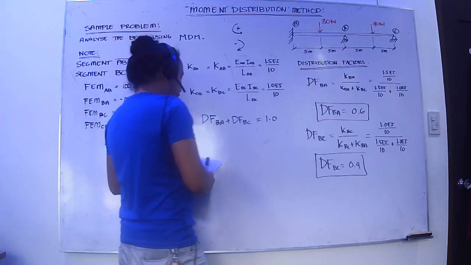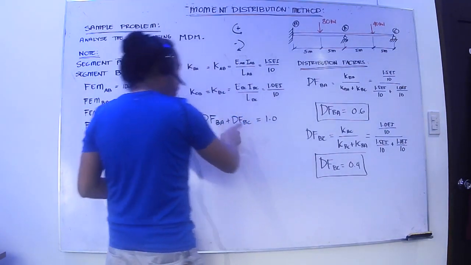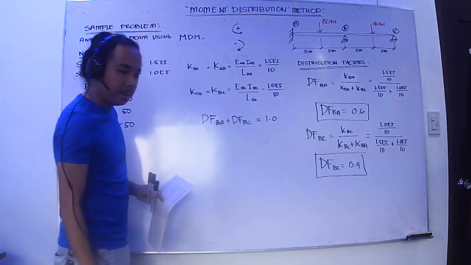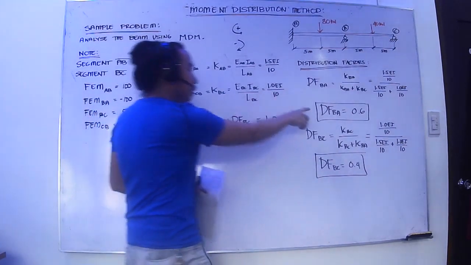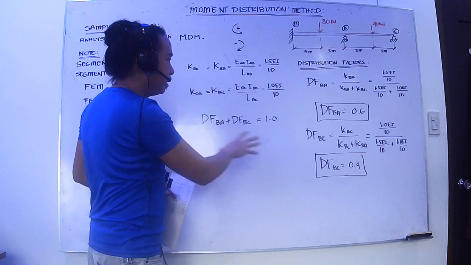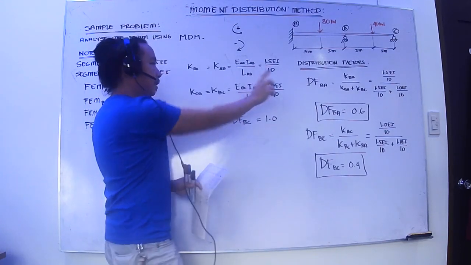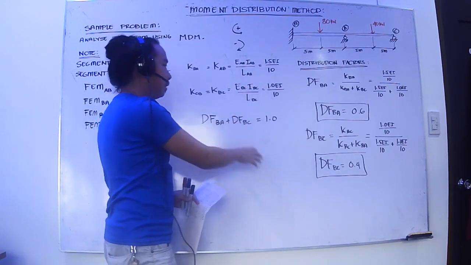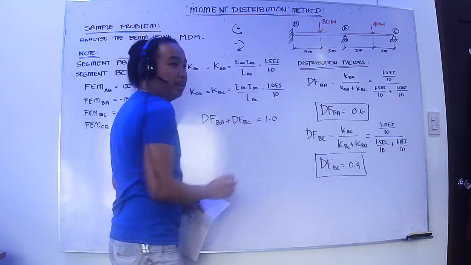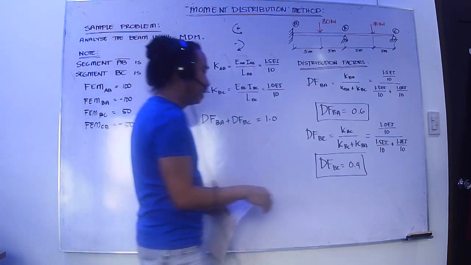Okay? If say you solved BC as 0.4, you substitute it here, you get BA right away, 0.6. But either way, if we add them both, that should be equal to 1. So, you have a lot of ways in checking or rechecking the solutions. You can solve either one, then check by adding the two, which should equal 1.